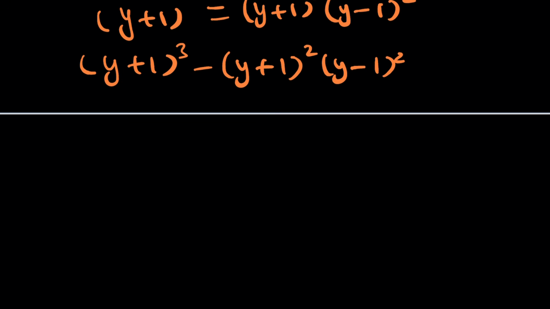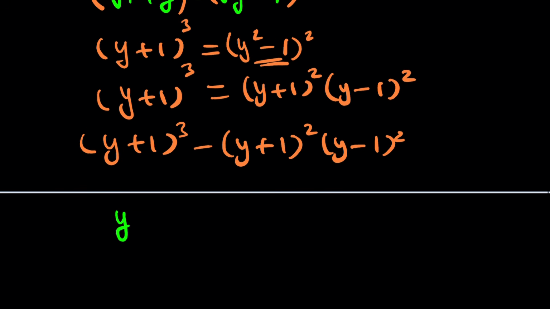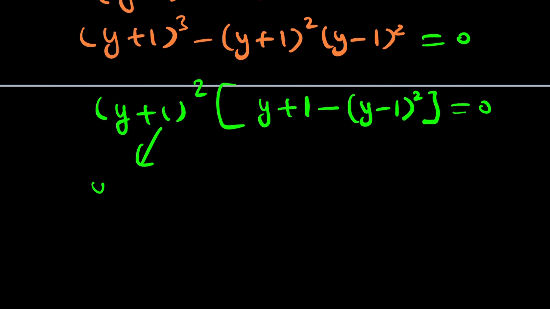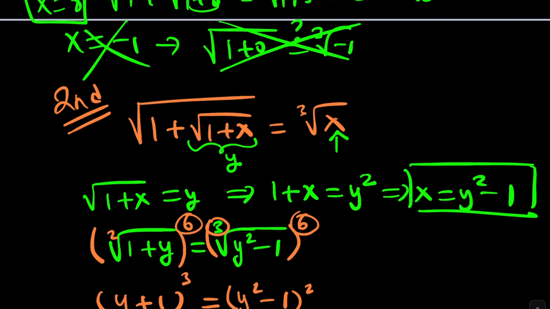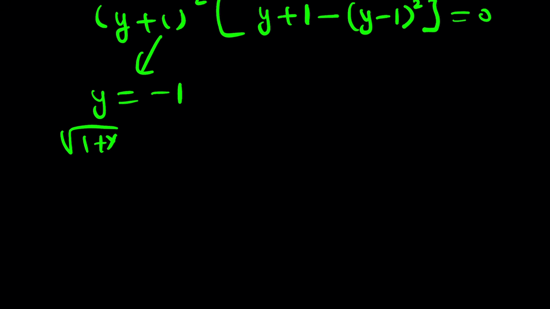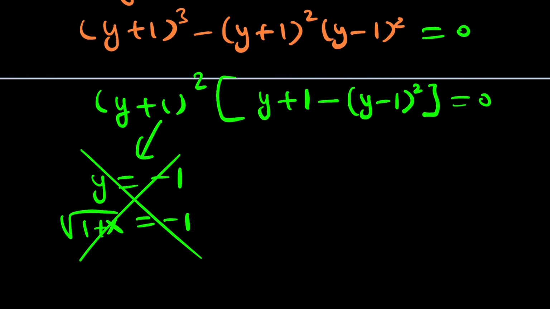And now we're going to go ahead and factor out, I meant to write it as equals 0. Now we're going to factor out y plus 1 squared. And then inside we're going to have y plus 1 minus y minus 1 squared. That's how you can factor this expression equal to 0. Obviously, from here we get y equals negative 1. But we have to think about what y means. Y is equal to the square root of 1 plus x. The square root of 1 plus x equals negative 1. Obviously, this is meaningless, because the square root of a real number cannot be negative.